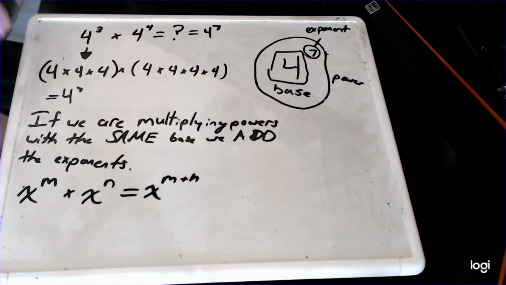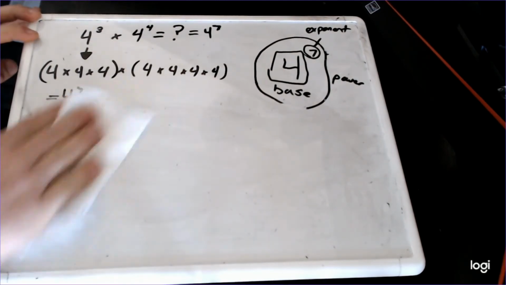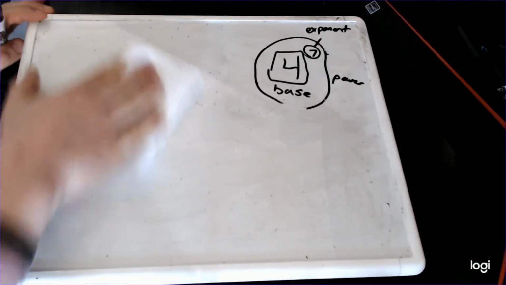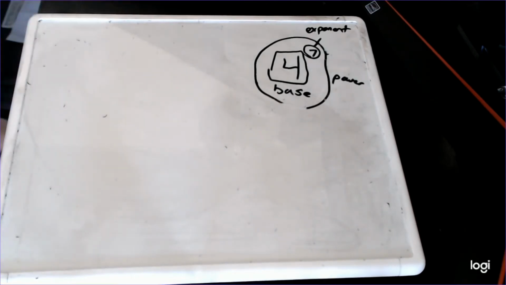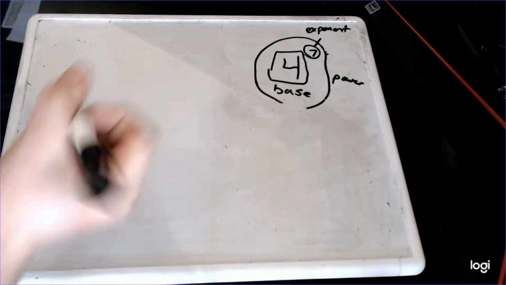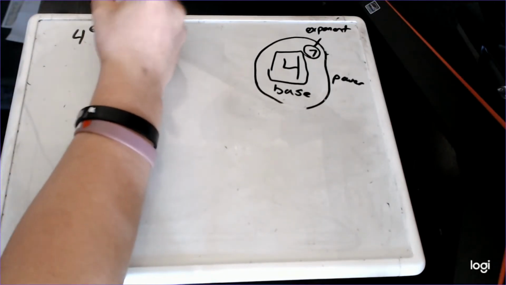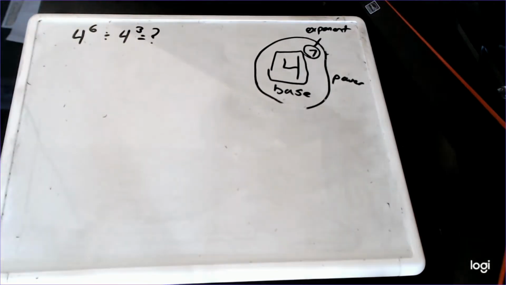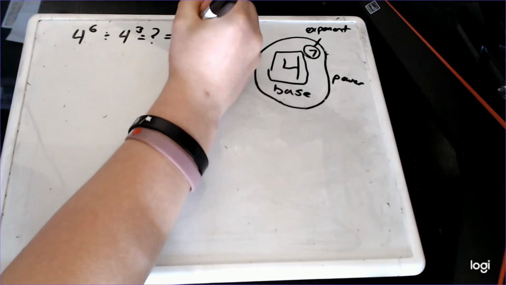Now, that's great. Multiplication, great. What about division? What if I would like to solve some division problems? Some more complicated division problems that involve powers. Well, lucky for us, we have rules for that too. What if I wanted to know something like 4 to the 6 divided by 4 to the 3? Well, I'm going to tell you right now what our answer is, and then we'll see how we get there. That is 4 to the 3.